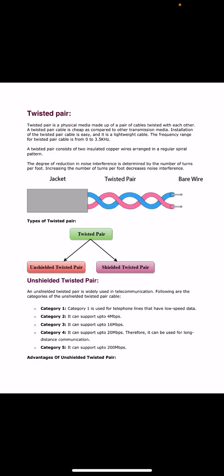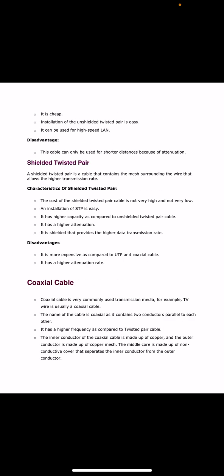There are advantages of unshielded twisted pair. It is cheap. Installation of the unshielded twisted pair is easy. It can be used for high speed LAN. And disadvantages: this cable can only be used for shorter distances because of attenuation.